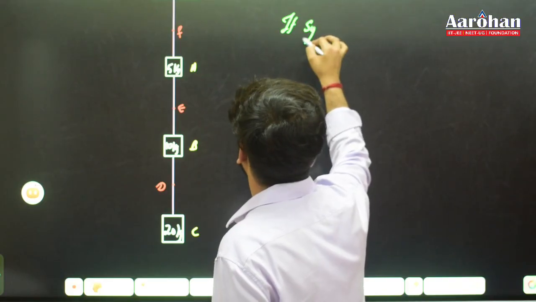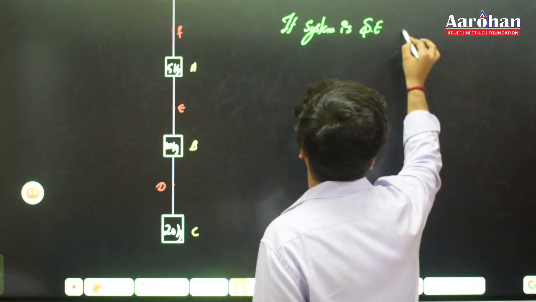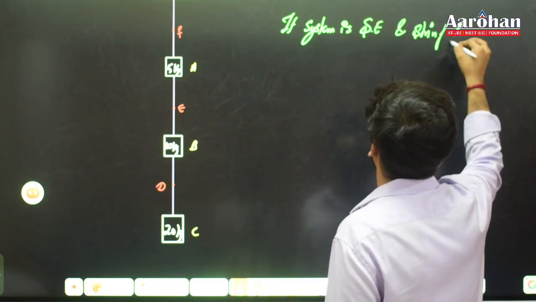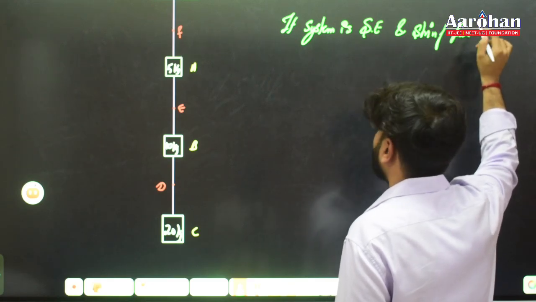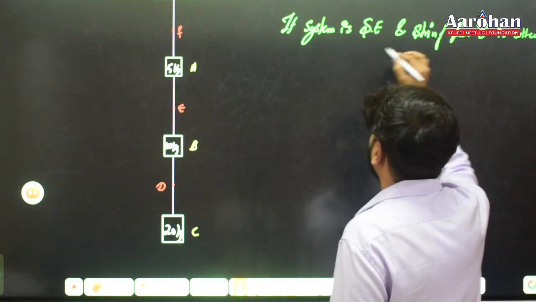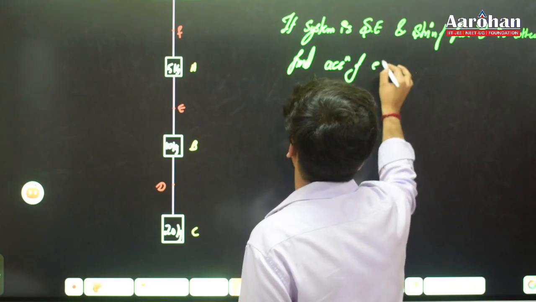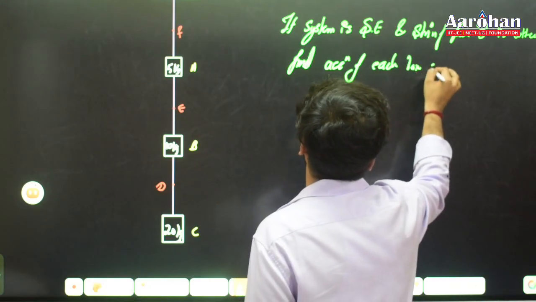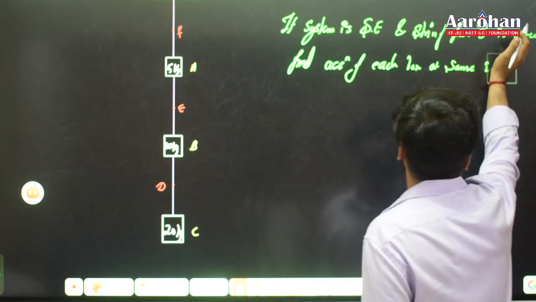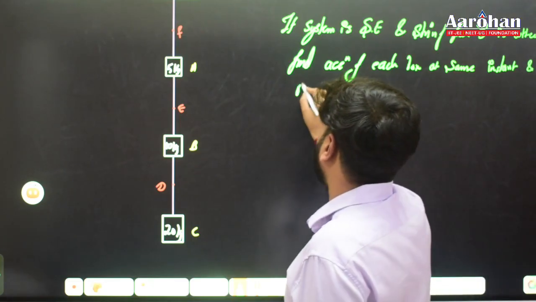So here I will ask you one question. If the system is in static equilibrium and the string from point E is cut, find the acceleration of each box at the same instant, and the new tension.